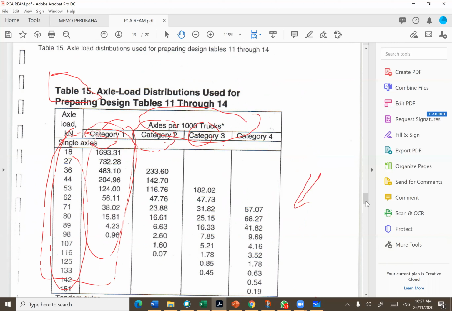Susahnya conteng dalam PDF ni. Dia lembab sikit. Tak apalah.